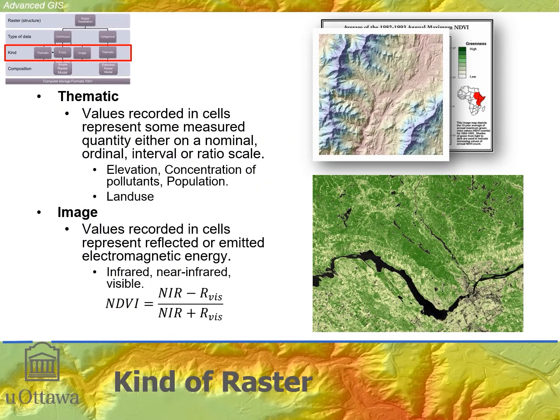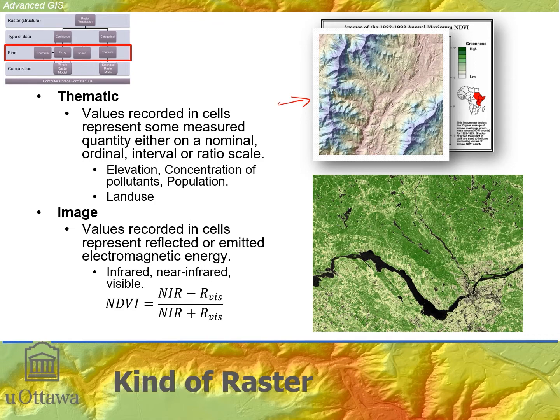And then we have our kinds of rasters. So we have thematic and image. A thematic is simply a raster that contains a theme or a single variable, like elevation is a theme, roads are a theme, forest is a theme, temperature is a theme. So a theme is just one thing.